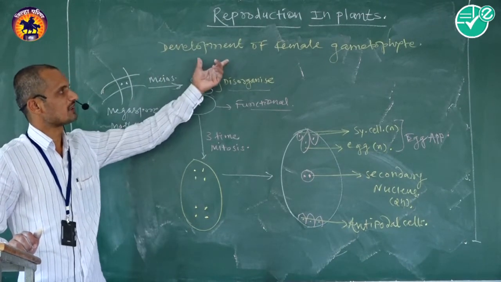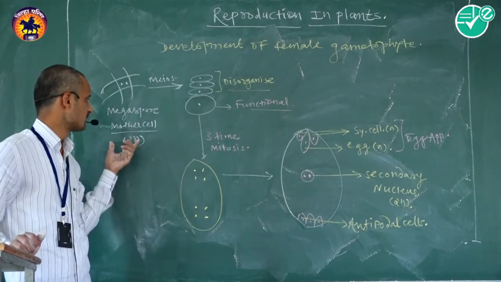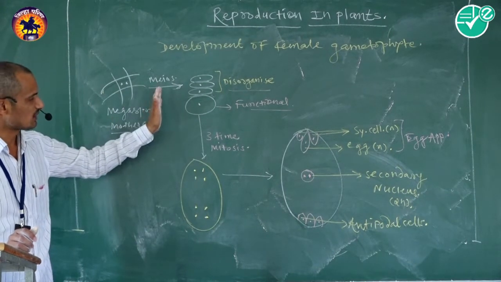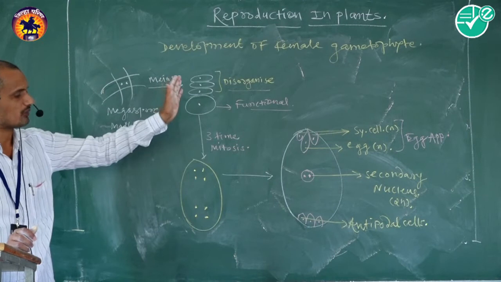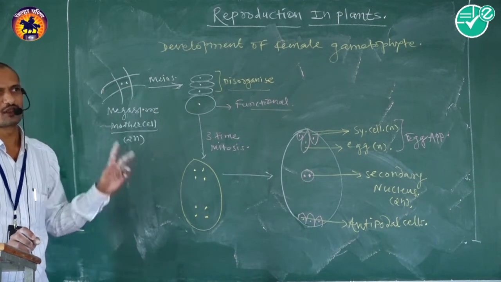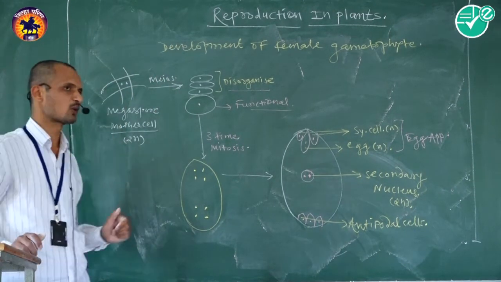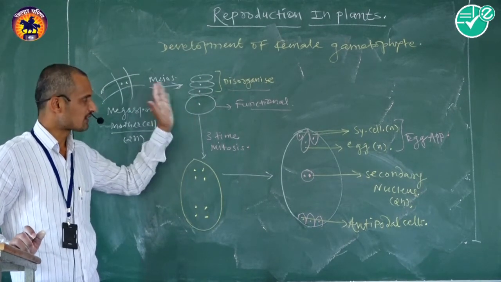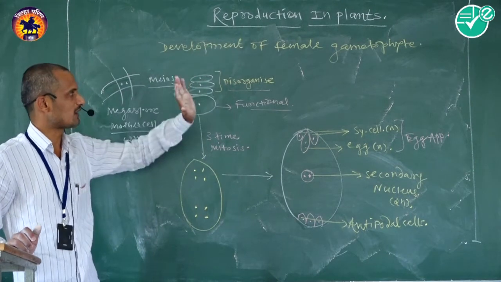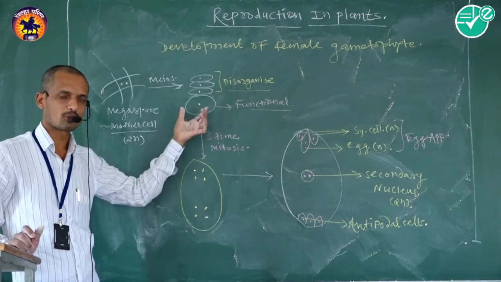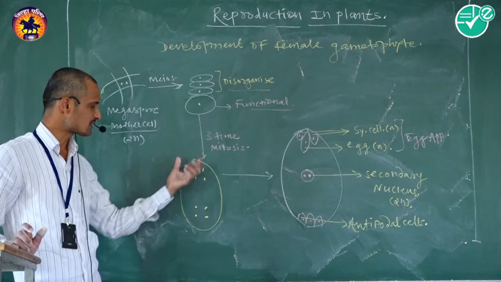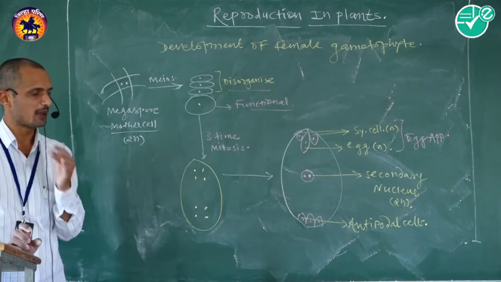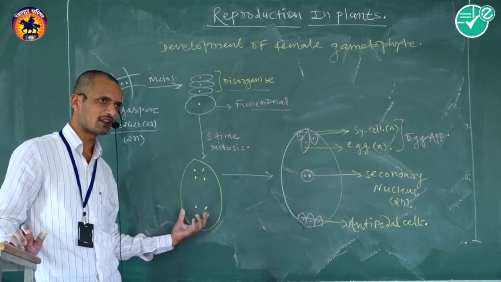This development takes place from the diploid megaspore mother cell. The diploid megaspore mother cell undergoes meiotic division to form haploid megaspores, a process called megasporogenesis. Here 4 tetrads form and are arranged in a row. 3 become disorganized, and the lowermost becomes functional. Then the functional megaspore divides 3 times mitotically to form 8 nuclei.